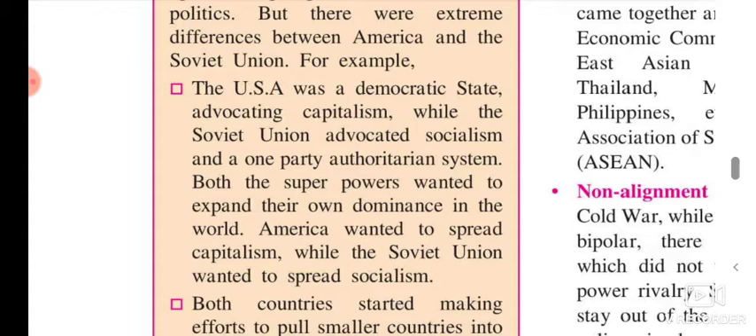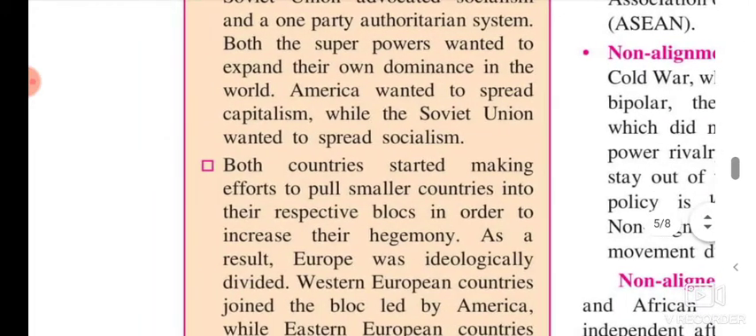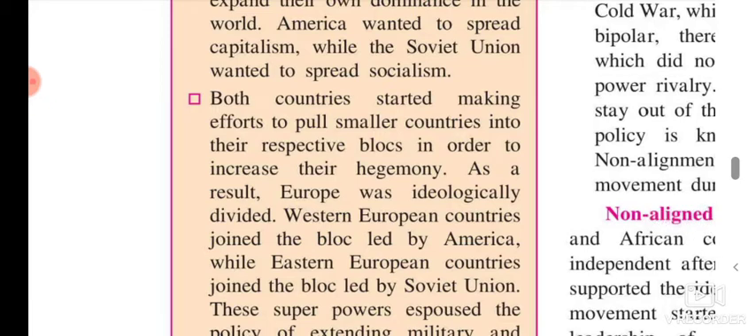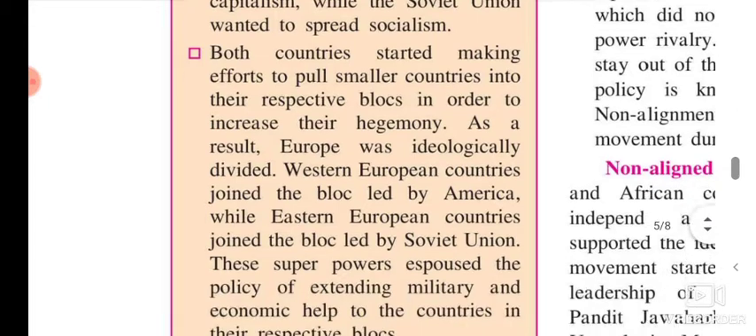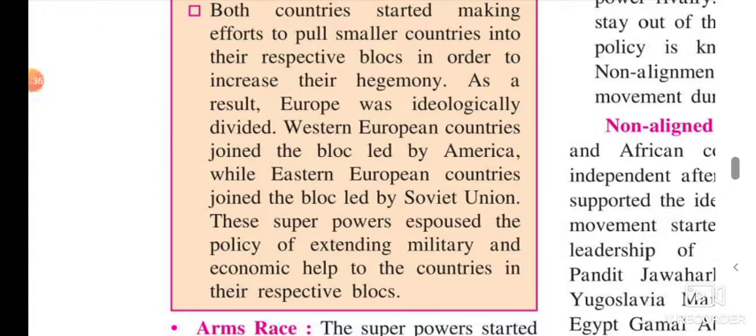Both the superpowers wanted to expand their own dominance in the world. America wanted to spread capitalism, while the Soviet Union wanted to spread socialism. Both countries started making efforts to pull smaller countries into their respective blocs in order to increase their hegemony. As a result, Europe was ideologically divided. Western European countries joined the bloc led by America, while the Eastern European countries joined the bloc led by the Soviet Union. These superpowers extended military and economic help to the countries of their respective blocs.